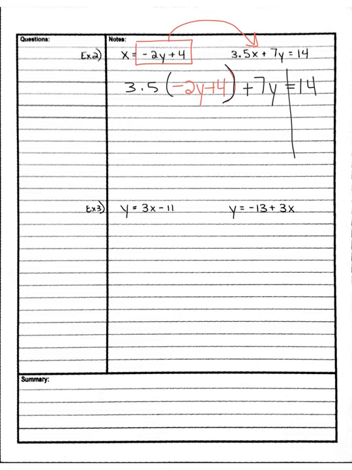I'm going to go ahead and apply the distributive property here. So I get a -7y plus 3.5 times 4 is 14 plus 7y equals 14. We need to combine our like terms. -7y and +7y cancels out. They're gone. There's no letters left. So you just need to ask yourselves, is this a true statement? Does 14 equal 14?